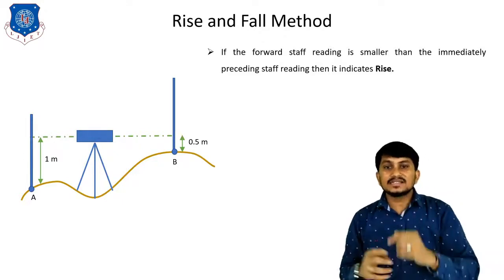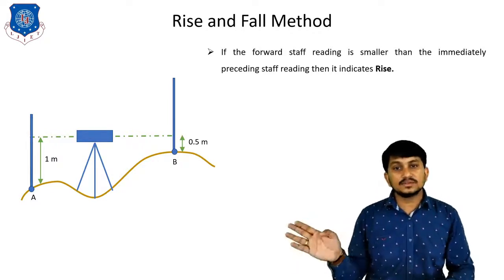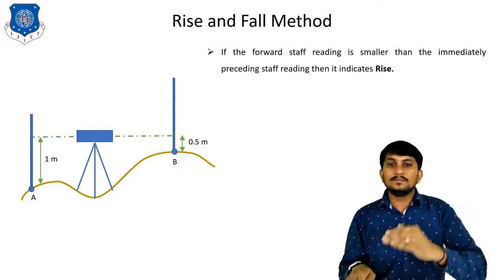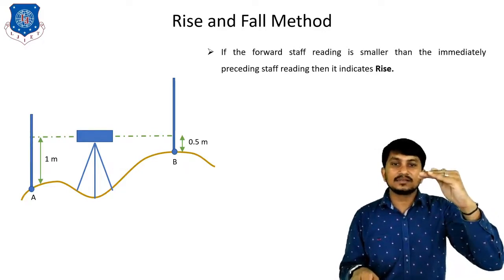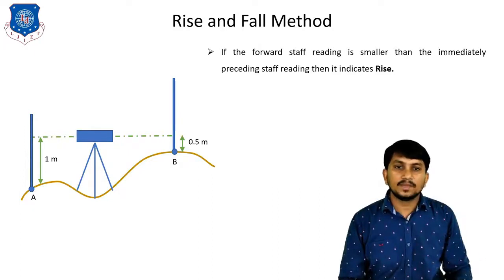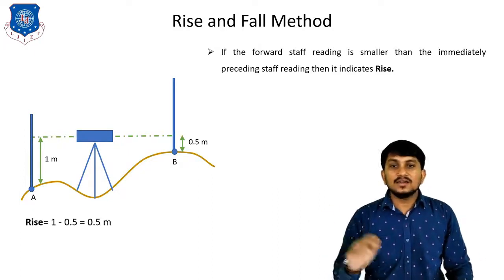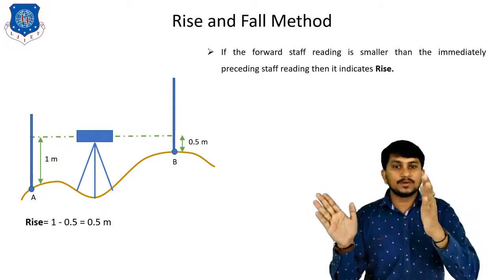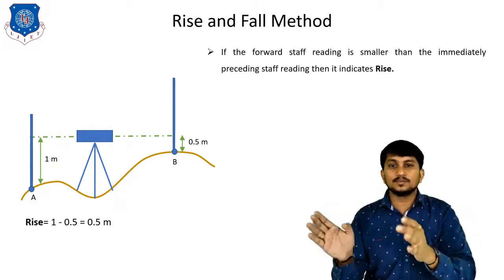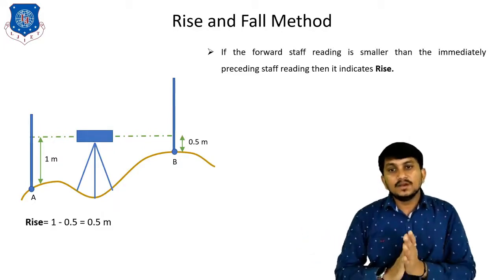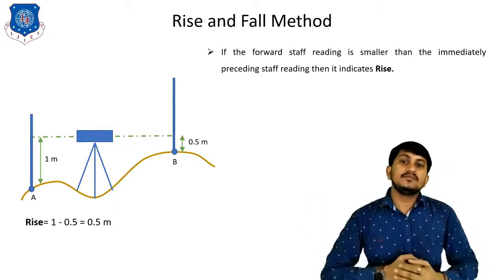So it indicates rise. You can clearly see in this figure also, A is on a down slope while B is on a rising slope. You can clearly see the rise of the ground. To calculate rise, we deduct these staff readings, 1 minus 0.5. If the difference is positive, here 0.5 is positive, so it is called rise. If the difference is negative, it is a fall.